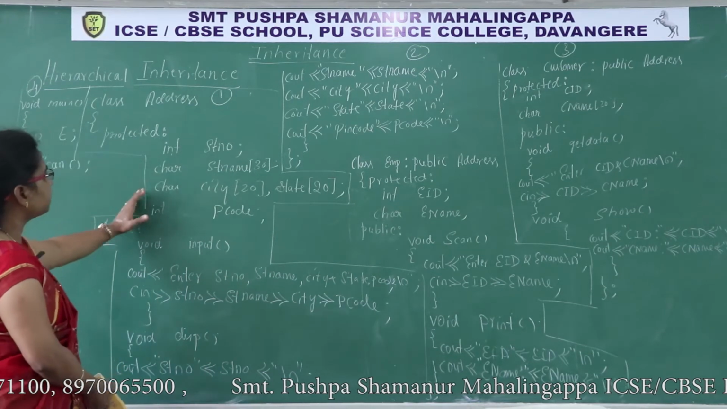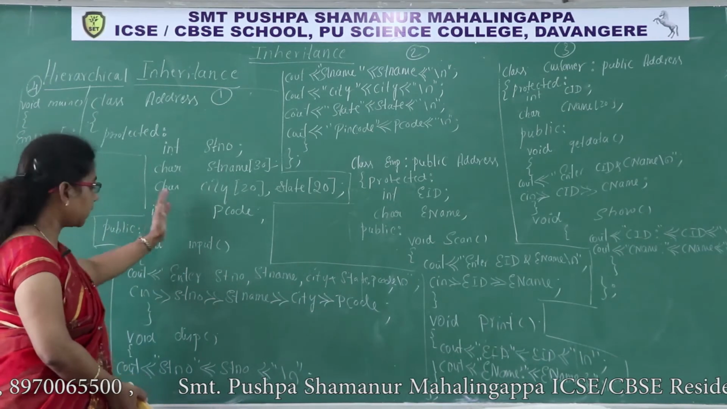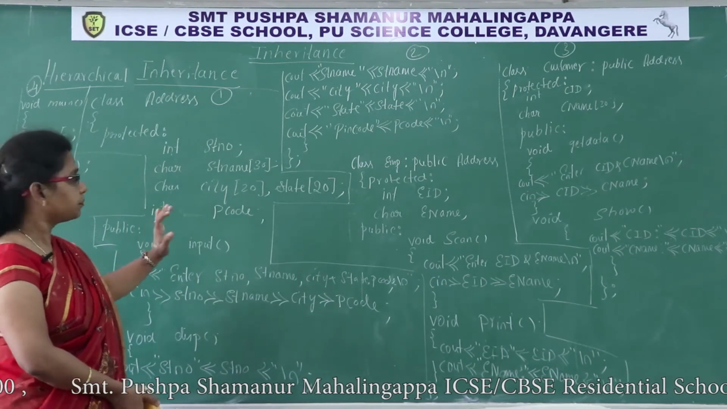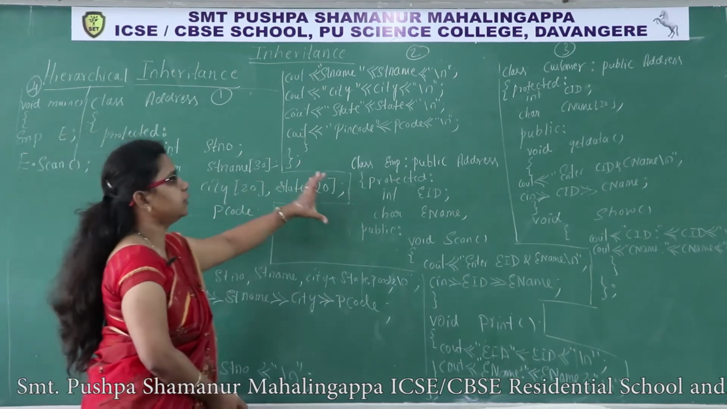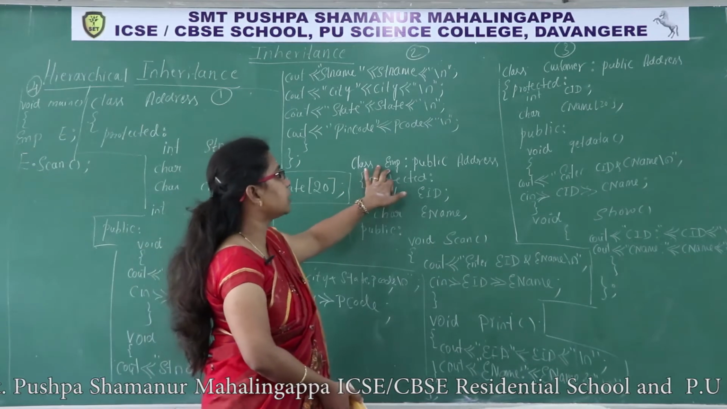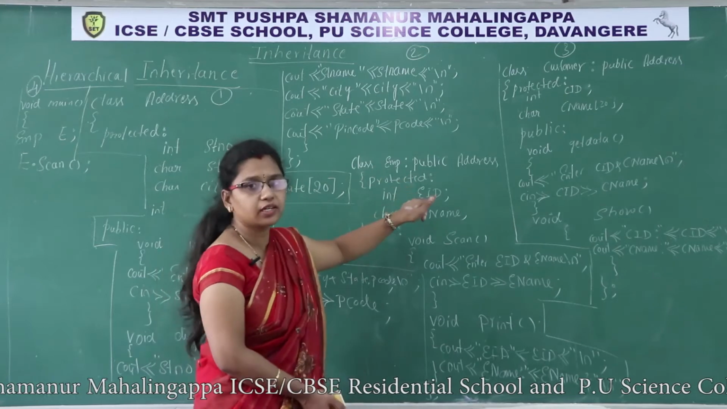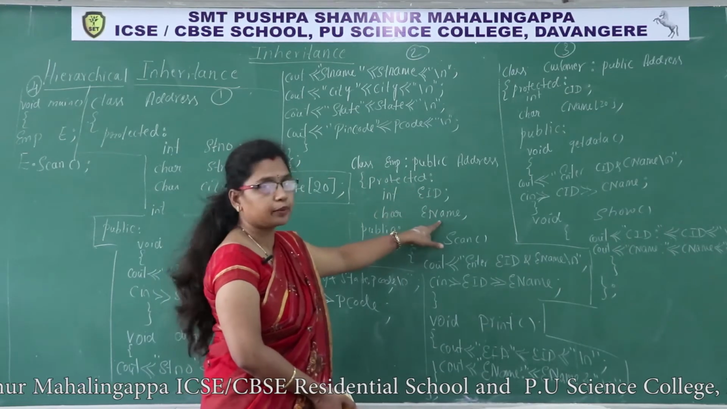See, what are the protected members? These are the protected members, and these two functions are the public members of this class. So these two members are inherited to the derived class. What is the derived class here? EMP is a derived class. So what is there in the protected section of the derived class? Employee ID and employee name.